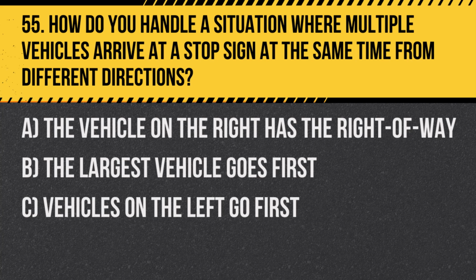Question 55. How do you handle a situation where multiple vehicles arrive at a stop sign at the same time from different directions? A. The vehicle on the right has the right of way. B. The largest vehicle goes first. C. Vehicles on the left go first. Answer: A. The vehicle on the right has the right of way.